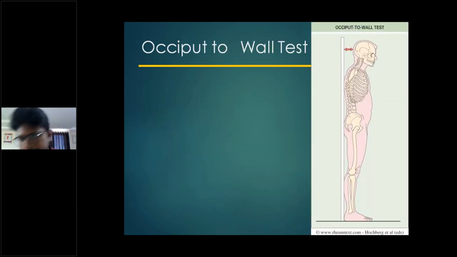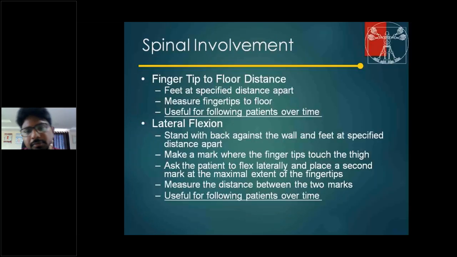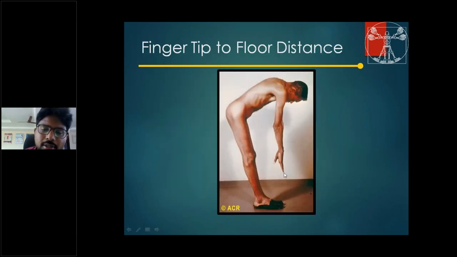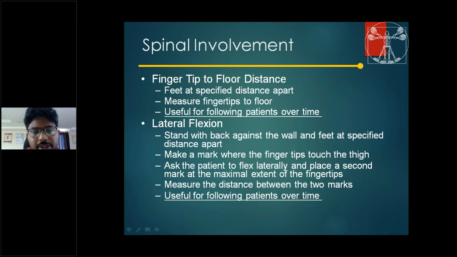Understood, no? The other thing is occiput to wall test. In normal patient, you can touch the wall with occiput whenever you are standing straight. But here what will happen due to kyphosis, this distance will increase. Occiput to wall distance will increase. The other tests are lateral flexion, fingertip to floor distance. This is fingertip to floor distance. This is the fingertip and this is the floor. You have to calculate the distance. So these are all not for diagnosis. These are used for follow-up.